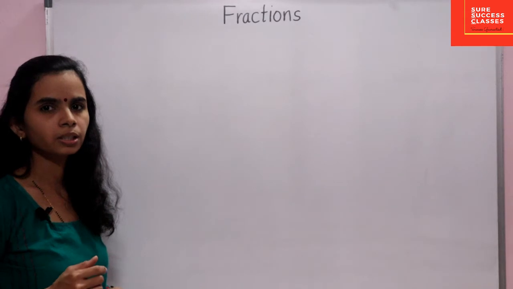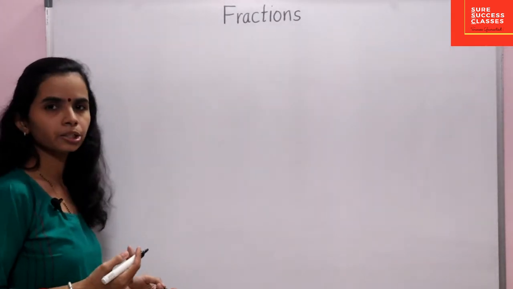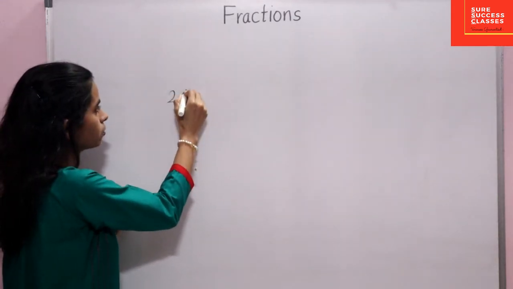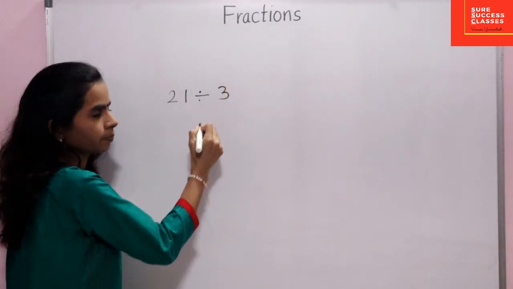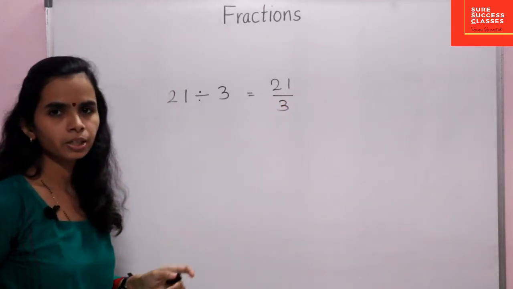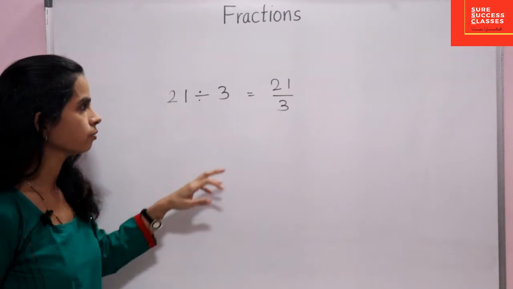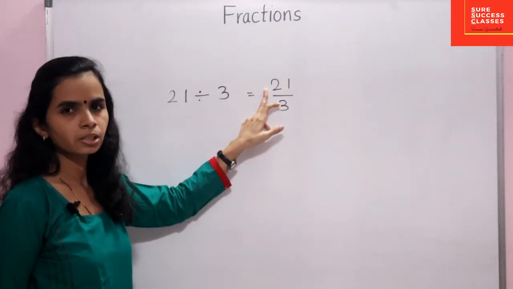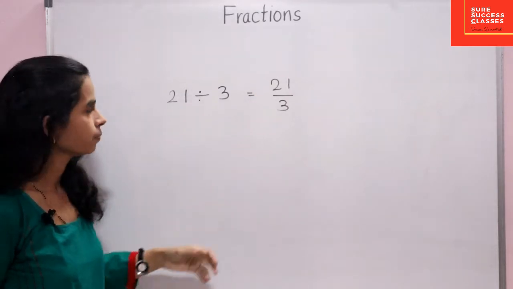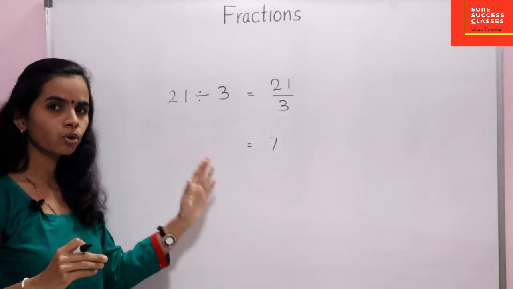Students, one more important thing about fractions is that fraction is related to division. How it is related to division, we will see through an example. If the division fact is 21 divided by 3, here 21 is dividend and 3 is divisor. And in fraction we can say that here 21 is numerator and 3 is denominator, means this is also a fraction. And we will get the result 7, a whole number.